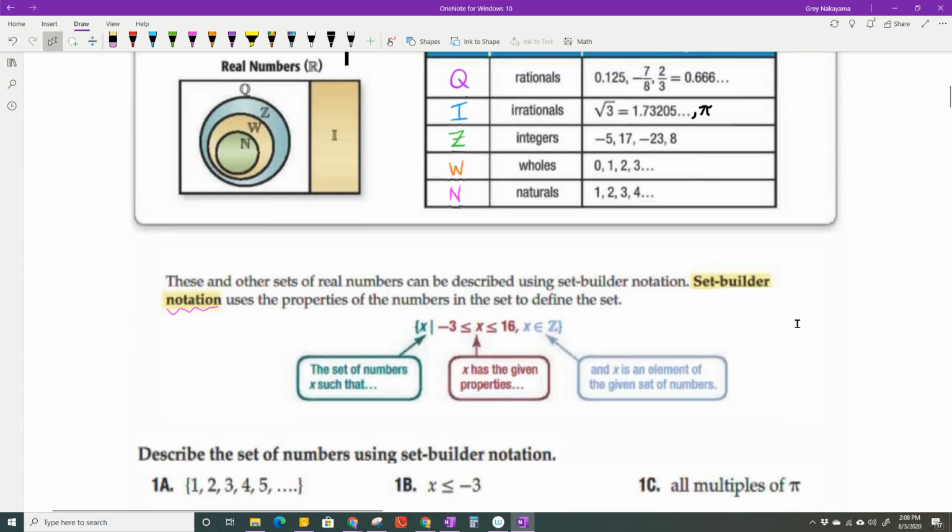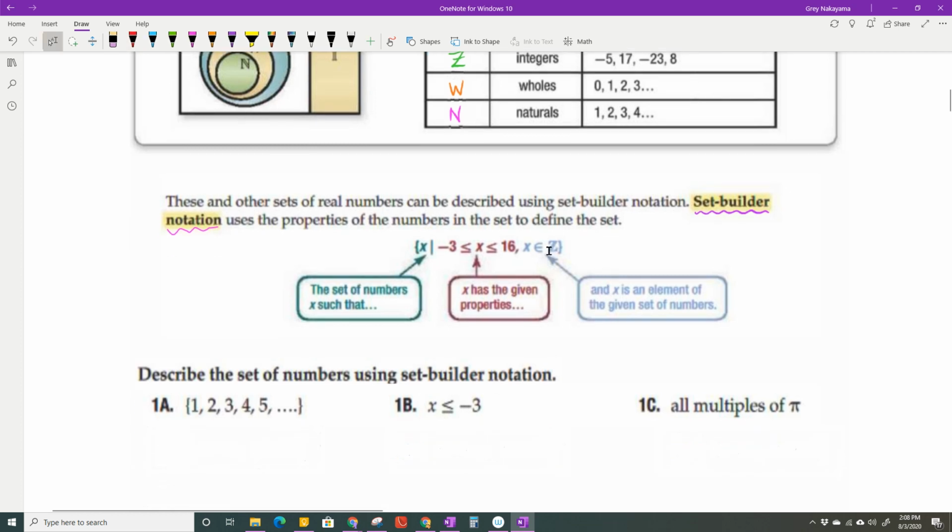First off, we have something called set builder notation. Okay, and set builder notation looks like this. Don't let that scare you. It's just a way of writing math and being very specific about what we have. So set builder notation always starts with this right here, which is your brace, that little curly thing that people have a hard time drawing. And then you have the variable x, and then you have a vertical line, which is read such that.